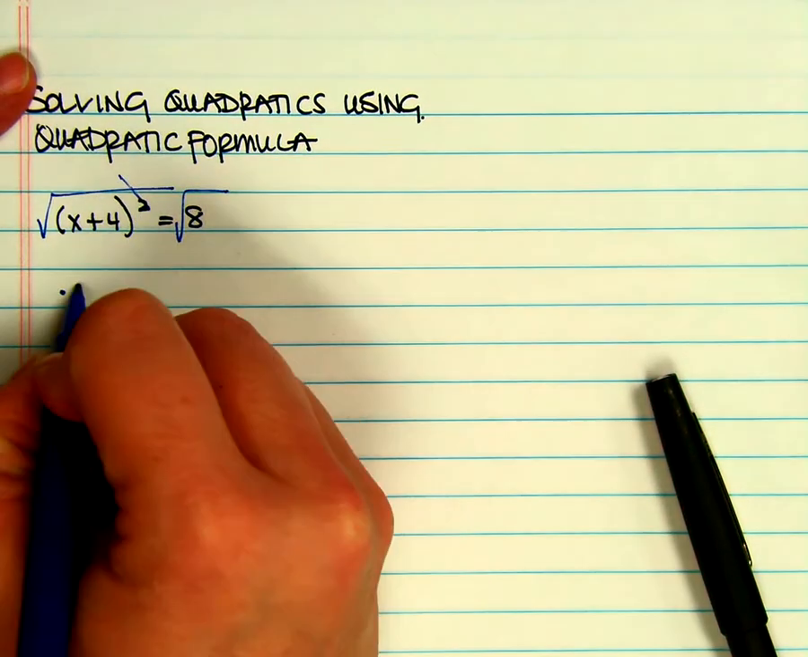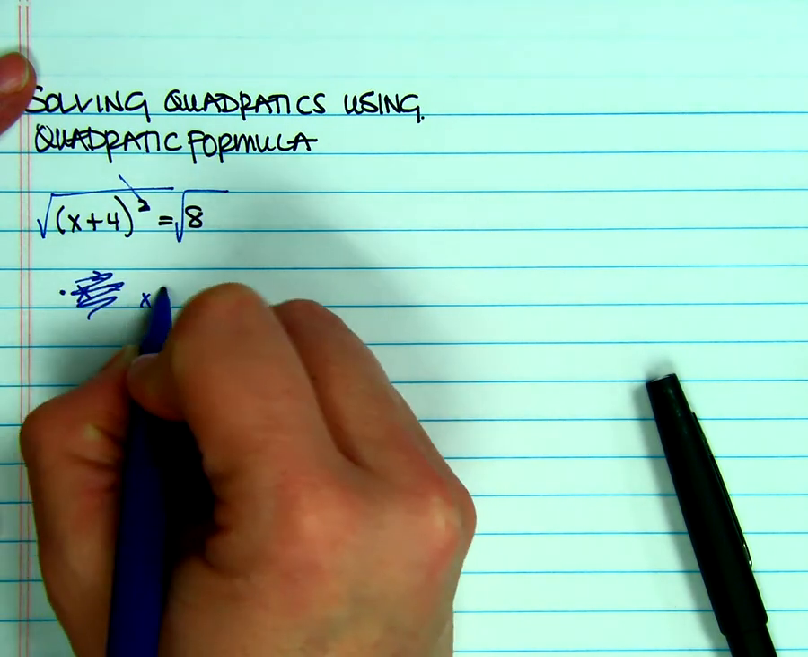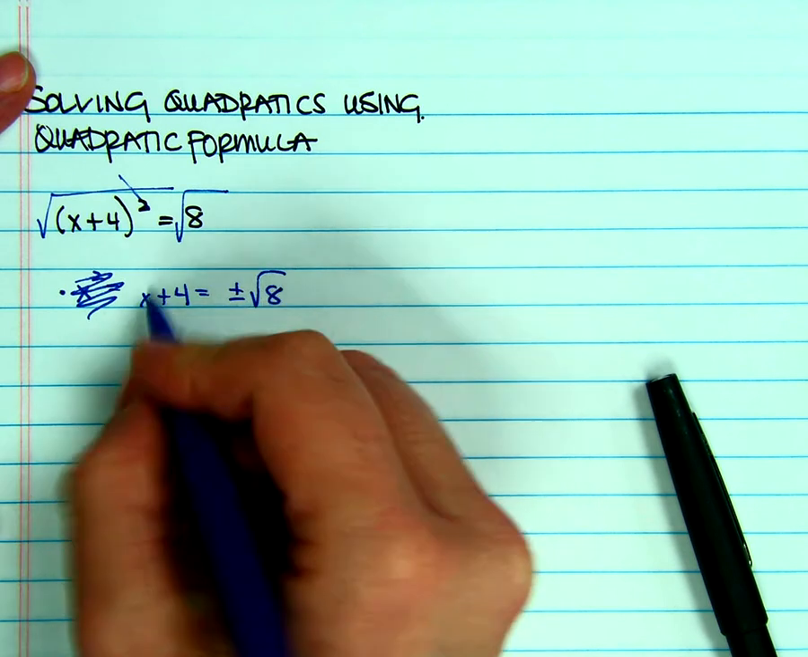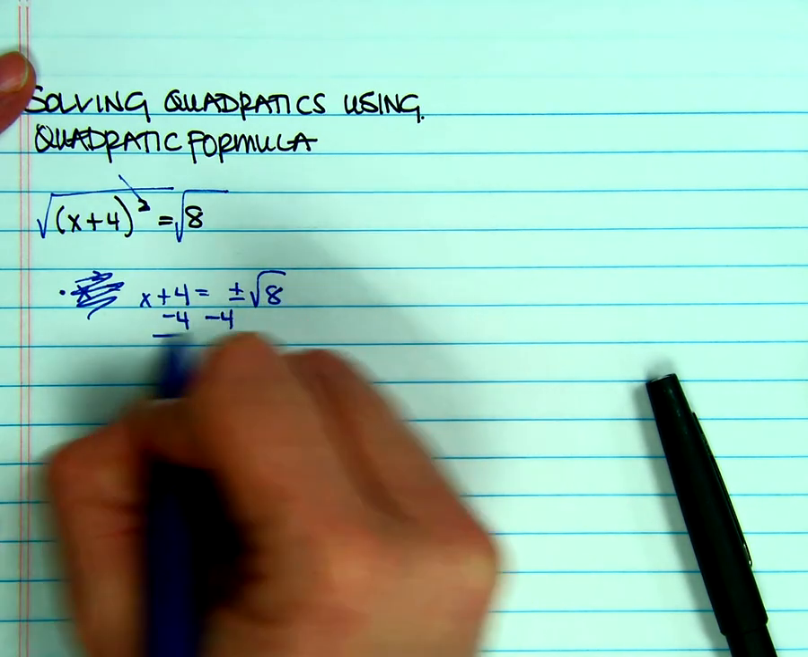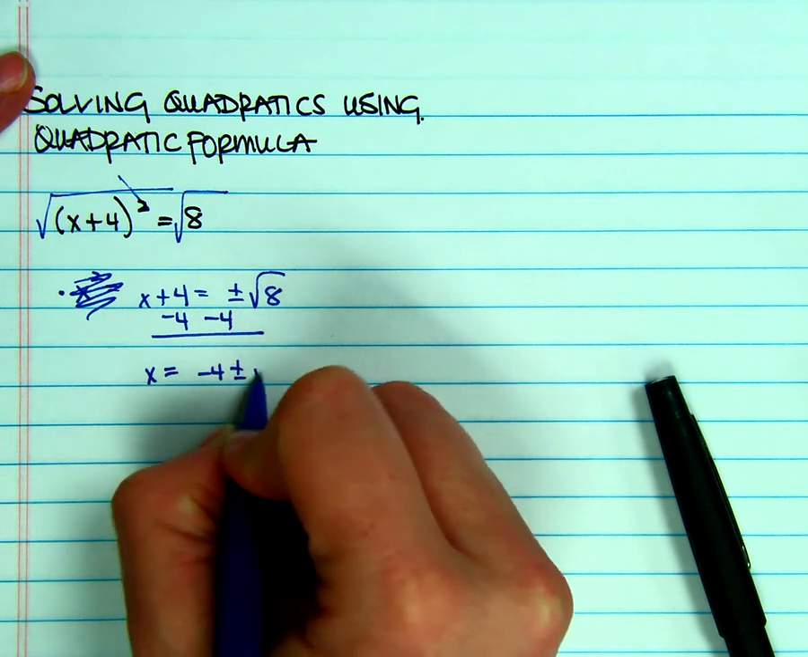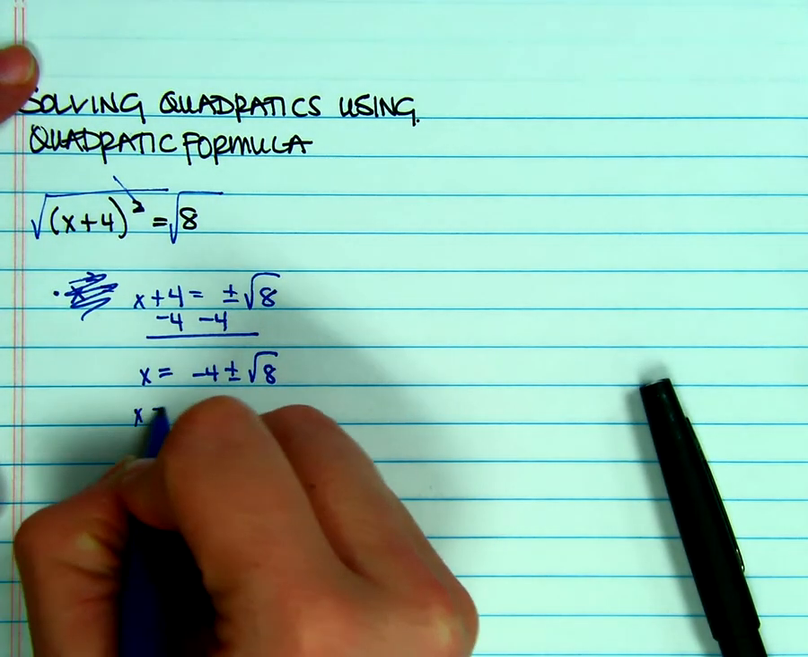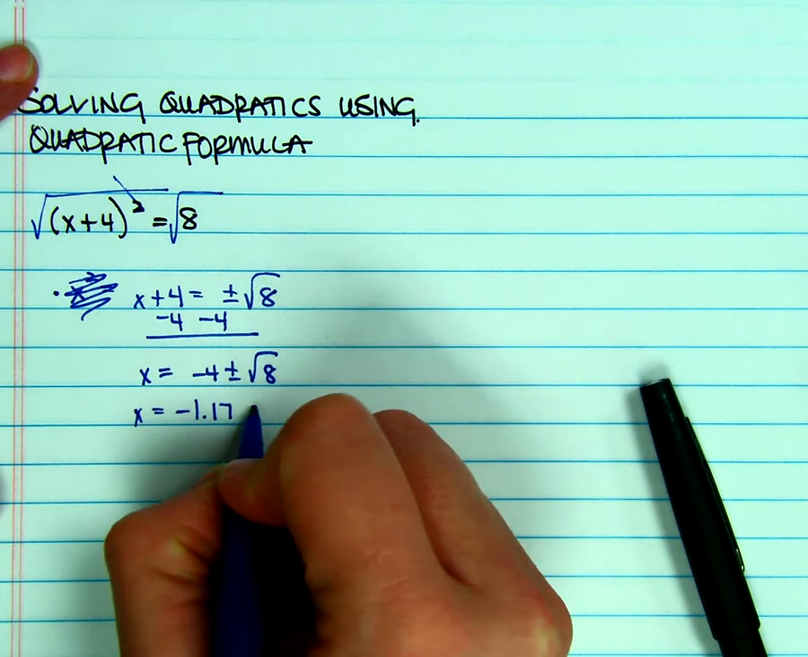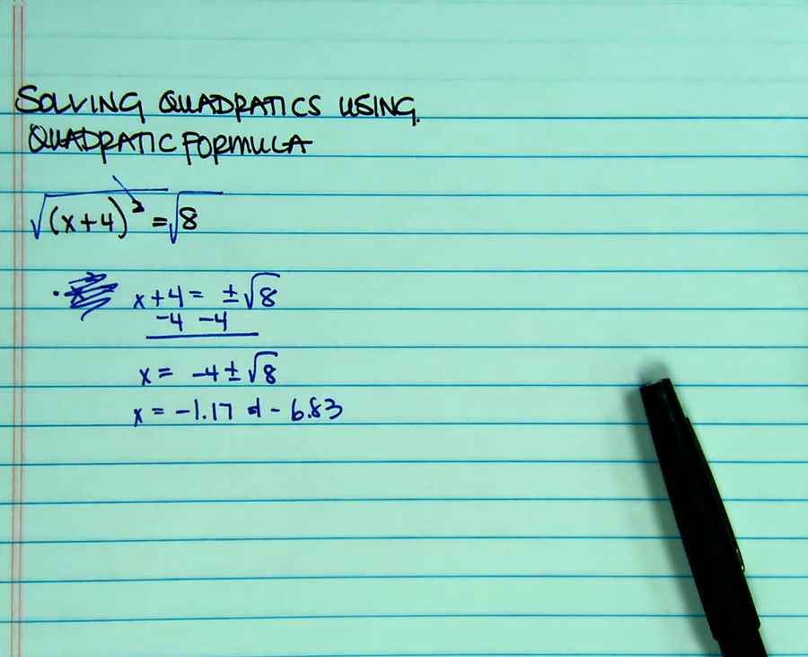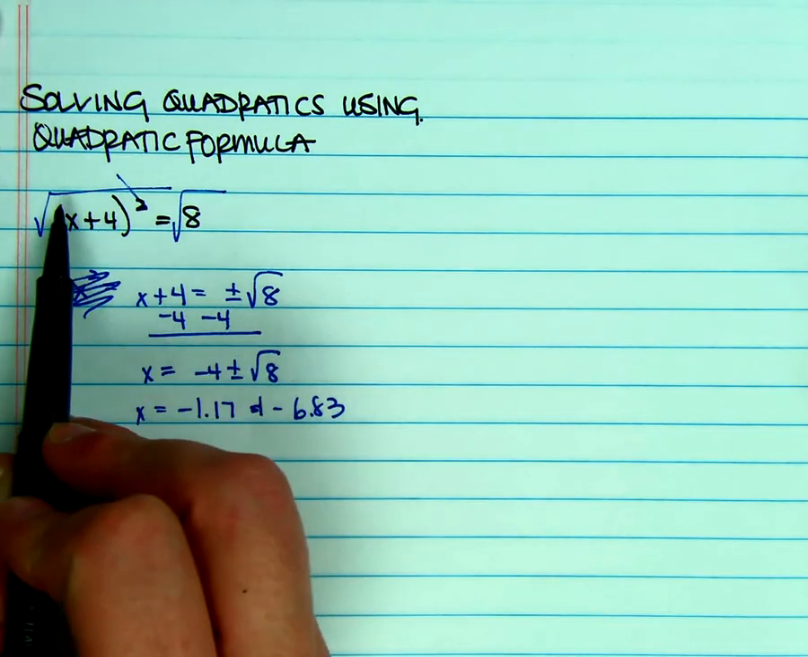And square root cancel each other out. Gives you, oopsie, x plus 4 equals plus or minus the square root of 8. Subtract 4 on both sides and get x to equal negative 4 plus or minus the square root of 8. And then you put it in your calculator and get your values of negative 1.17 and negative 6.83. Okay? Well, sometimes they're not already set up this way.